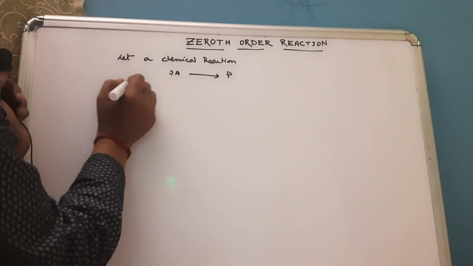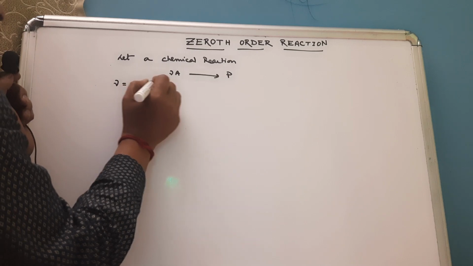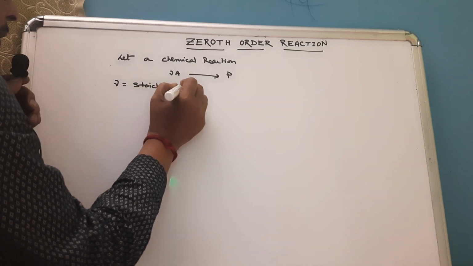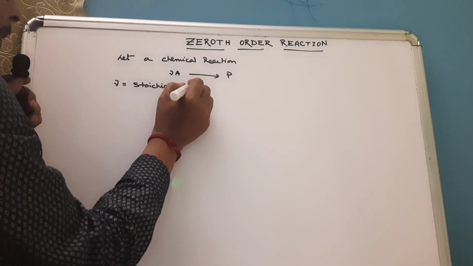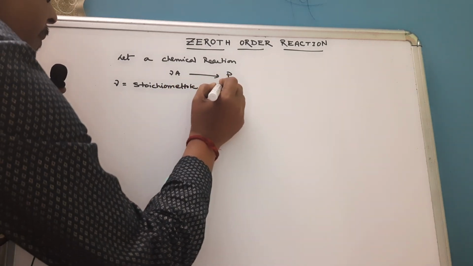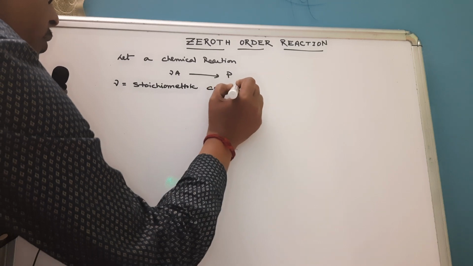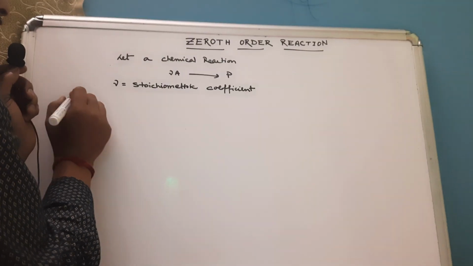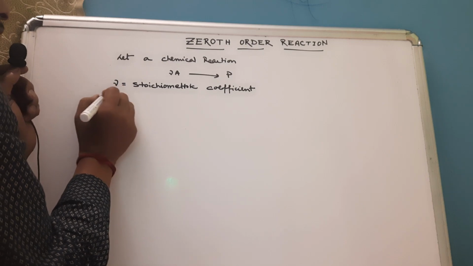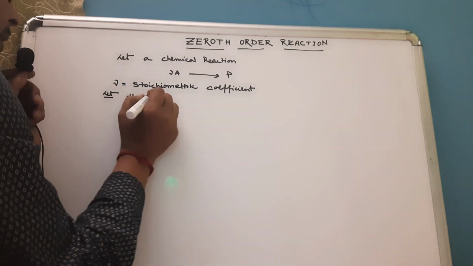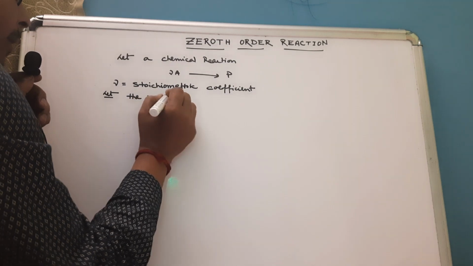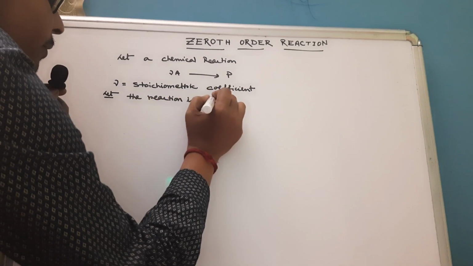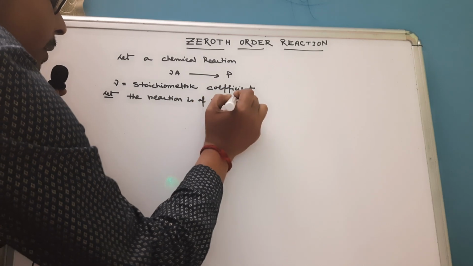So what is nu? Nu is the stoichiometric coefficient. And let the reaction be of zeroth order.